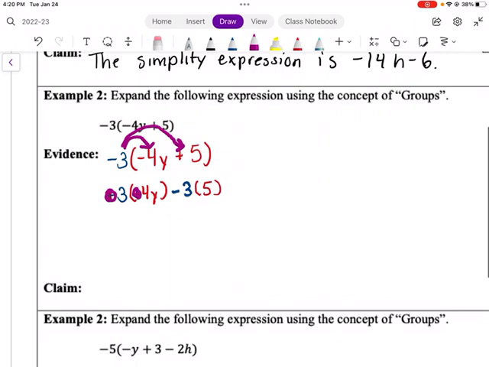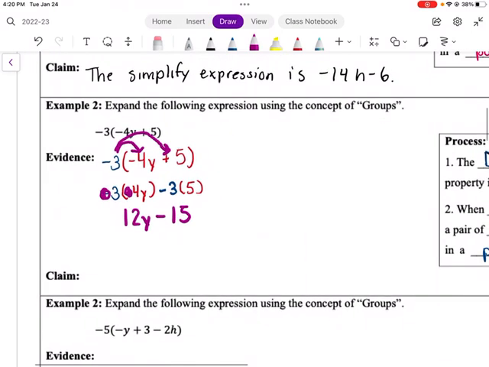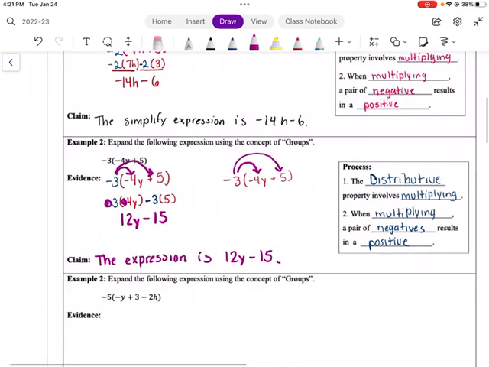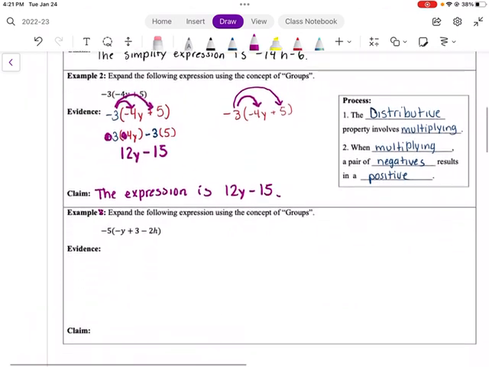If you notice, negative turns into positive. 3 times 4 is 12y. Negative 3 times positive 5 is negative 15. So the expression is 12y minus 15. You just got to remember, you're taking the number that's inside. You don't have to write this part down. And you are multiplying it with this number and this number. All right, let's move on to the next one. It says example 2, but you know what I mean.